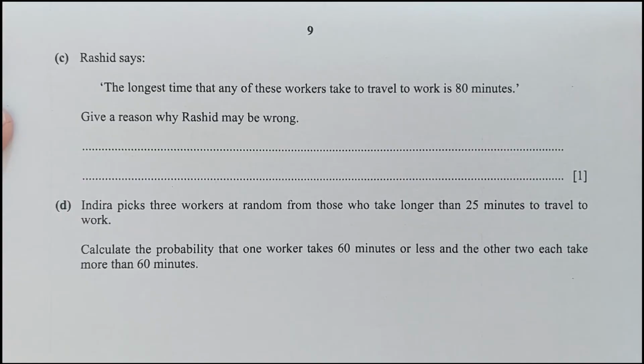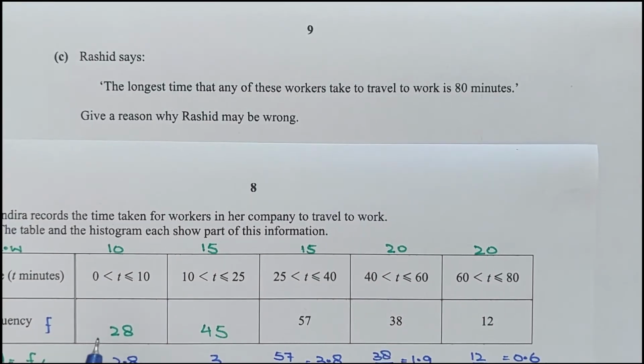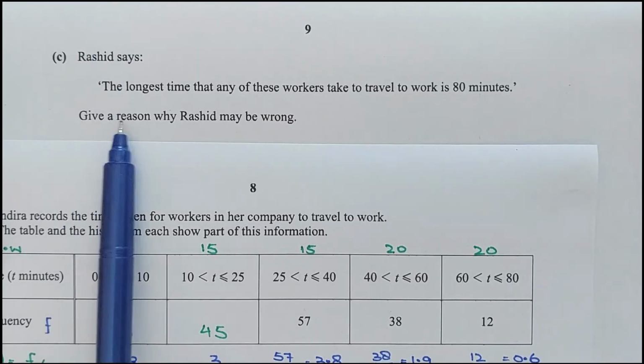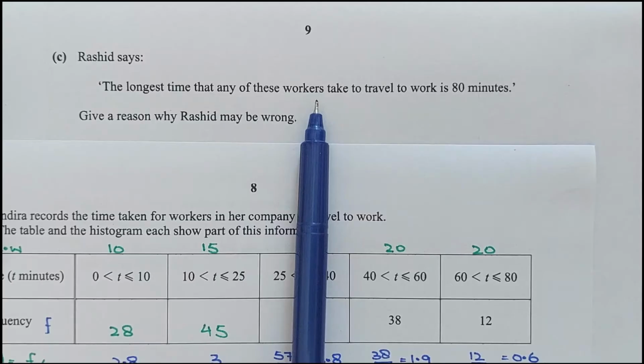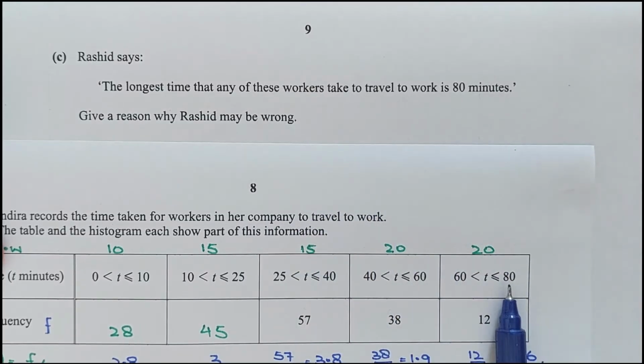Now for part C, Rashid says the longest time that any of these workers take to travel to work is 80 minutes. Give a reason why Rashid may be wrong. Rashid may be wrong because the exact values are not known. As you can see, the times are given in intervals: 0 to 10, 10 to 25, 25 to 40, 40 to 60, 60 to 80. Exactly 80 minutes is not given.